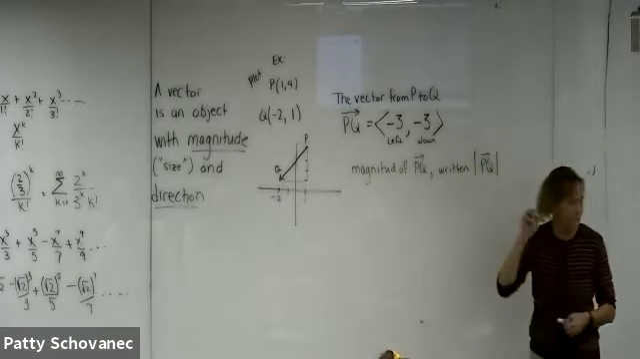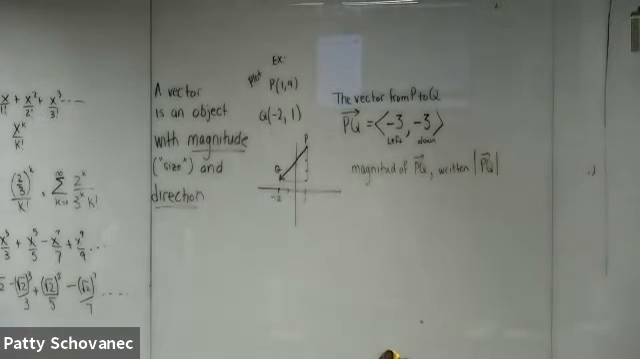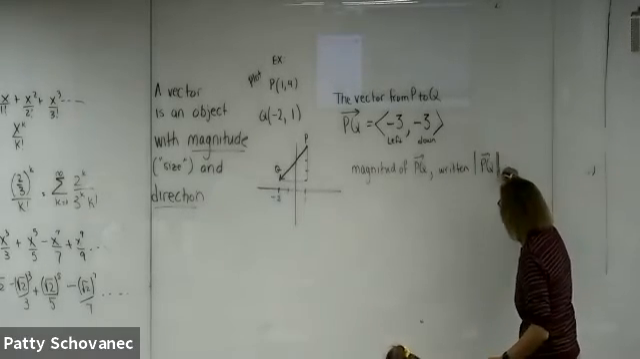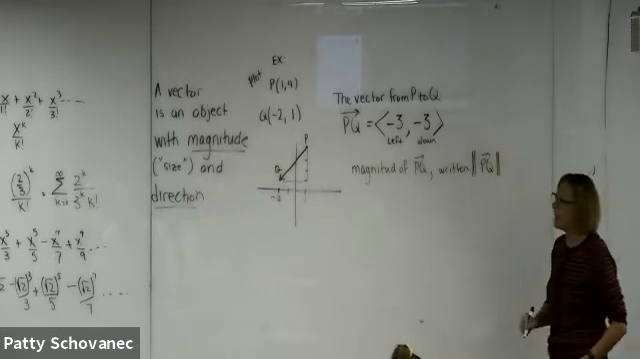Some books will use double bars. Let me see what your book uses. I think your book just uses single bars. Nope, it uses double bars. So those double bars would be the magnitude.